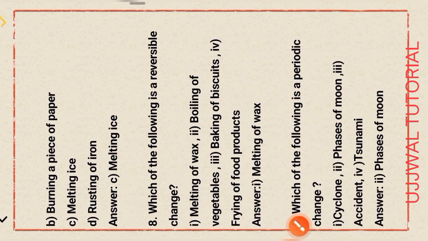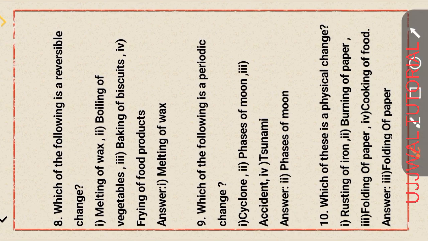Next, question number 8. Which of the following is a reversible change? Melting of wax. It is a reversible change, and also a physical change. Next question. Which of the following is a periodic change? That is the phase of the moon. It is a periodic change. But cyclone, accident, tsunami are non-periodic changes.